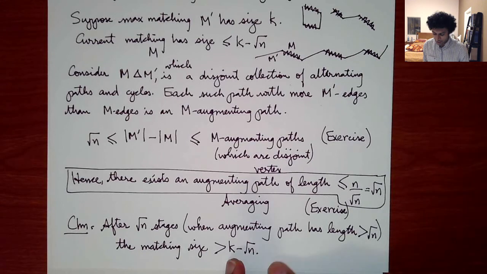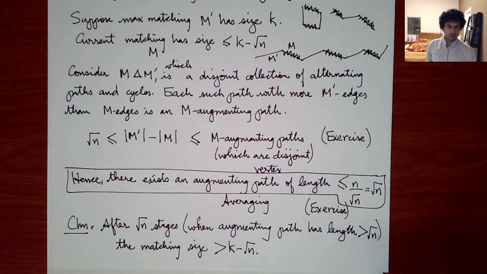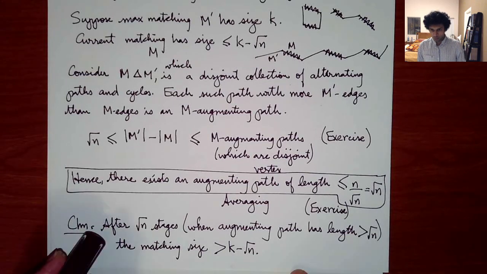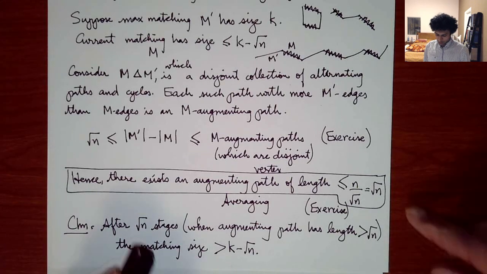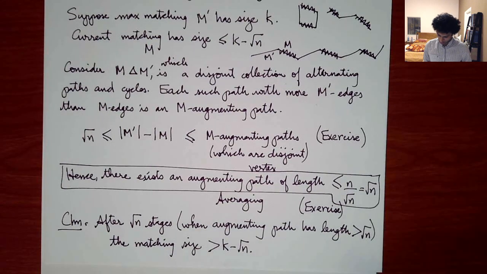Now let's say the matching size at some point is k minus root n, where the max matching is of size k. How many more augmentations are you going to perform? At most root n. So we have root n stages where the augmenting path is short, and then after that we're only going to perform root n more augmentations.